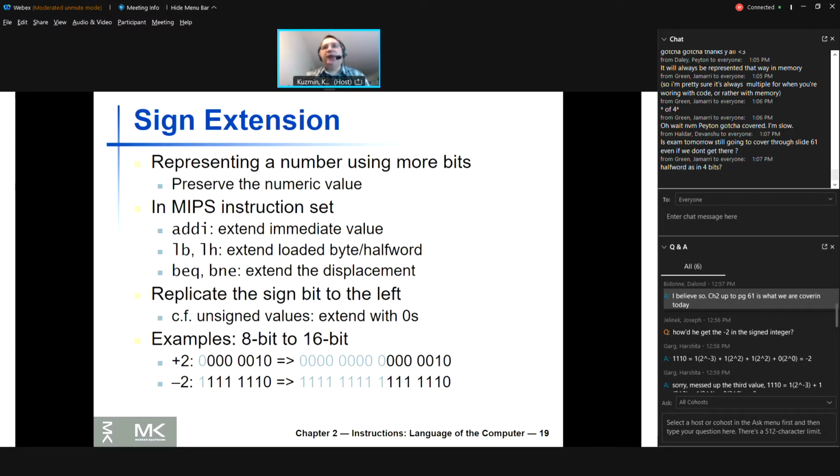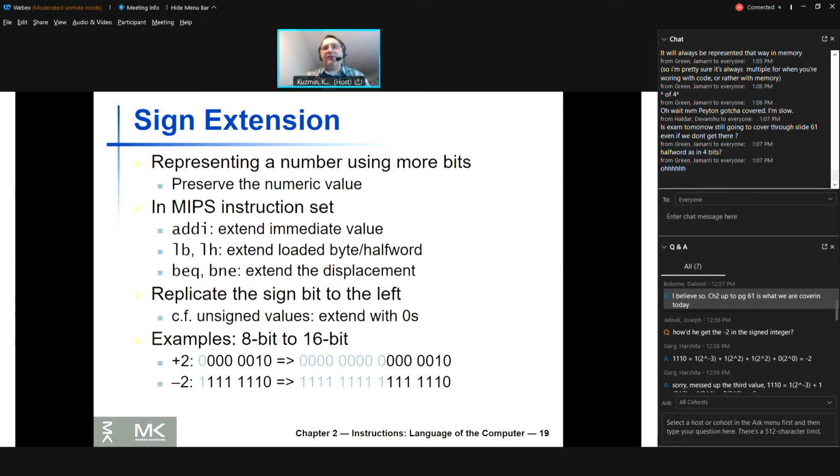Half word is 2 bytes. It's 16 bits, and a quarter of a word is 1 byte or 8 bits. All right, so that was that.